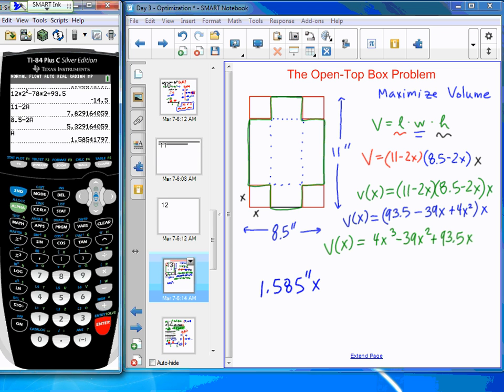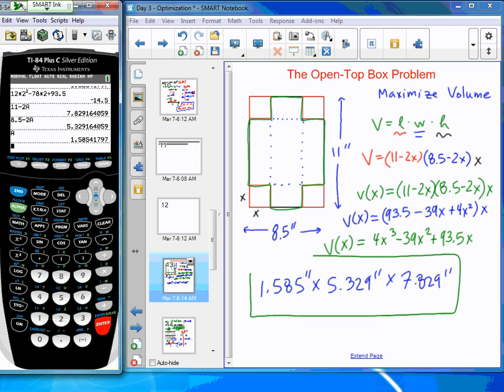All right, guys. So final answer, the box dimensions to maximize the volume in such a way would be 1.585 inches by 5.329 inches by 7.829 inches. Good thing we used calculus, because it sure ended up just being a whole number, 2 inches by Allie. Does it matter what order we put the numbers in? Nope. Rectangular solid, okay.